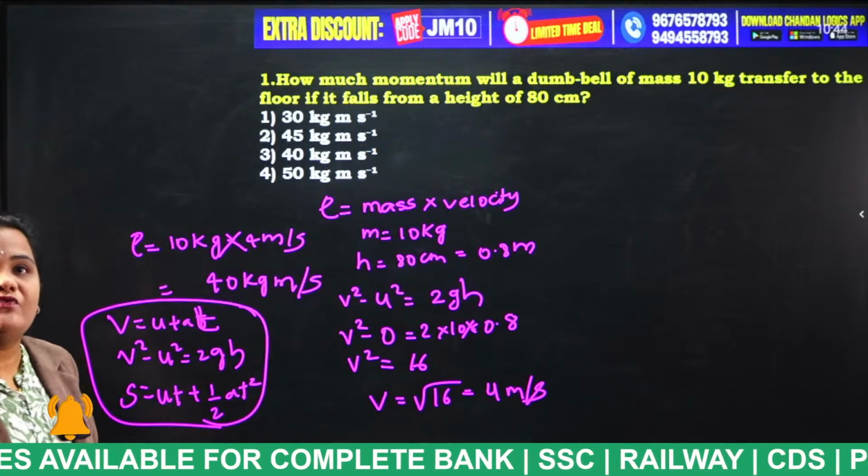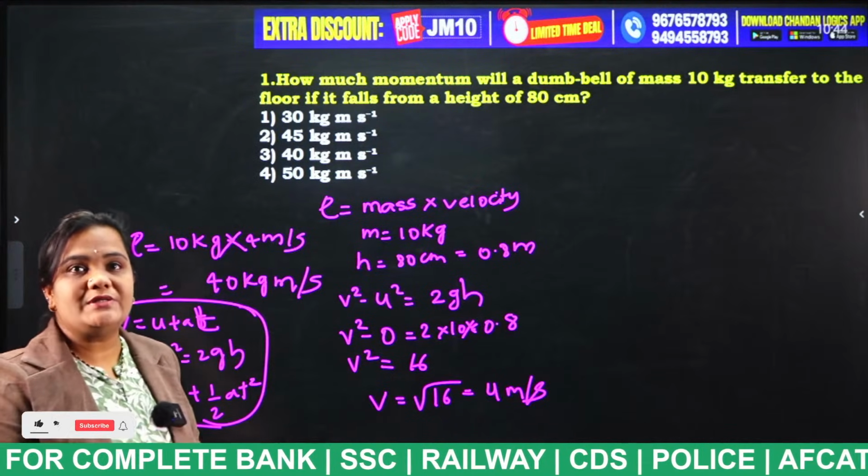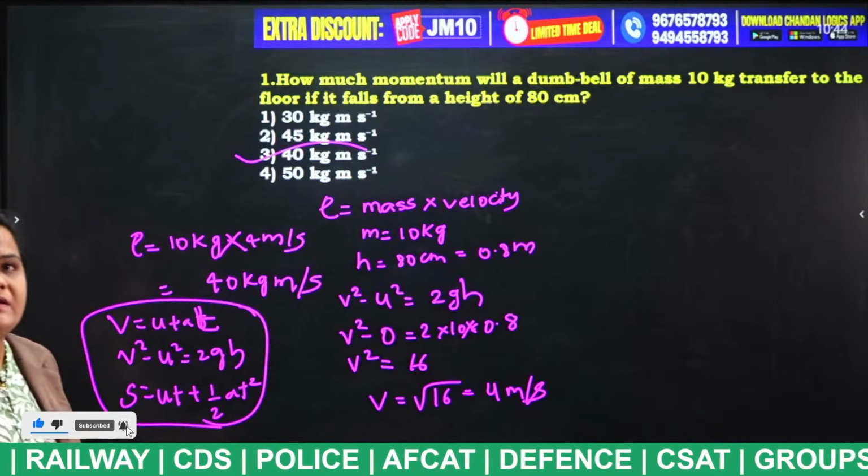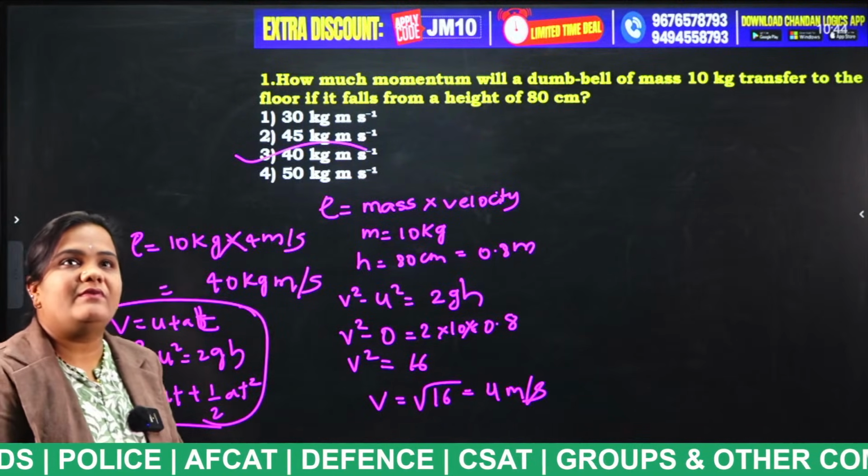So very, very important model problem, students. What is the answer? 40 kg meters per second. Okay, is that clear, one and all?